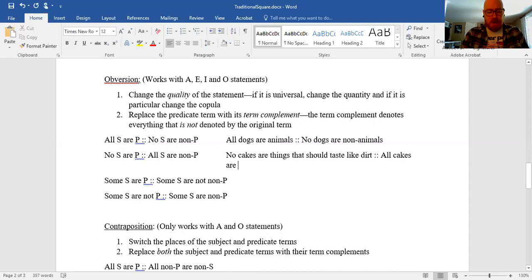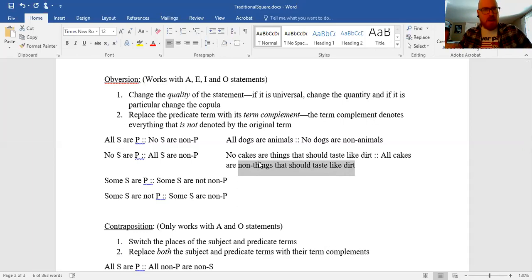I mean, what if we did this? All cakes are things that are non-things that should taste like dirt. Does that make any sense? Okay, so notice what the non is doing here. The non is not qualifying this entire descriptive phrase, right? So if your term is a descriptive phrase, that's why you can't just throw a non onto the word things, right? So all cakes are non-things that should taste like dirt. Well, how can you say that a non-thing should taste like dirt? That doesn't make any sense at all, okay?